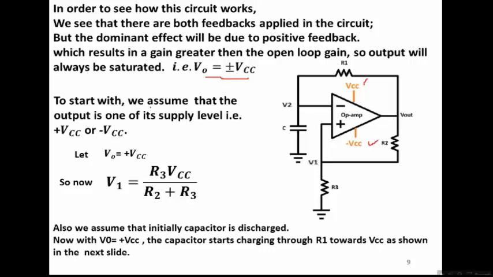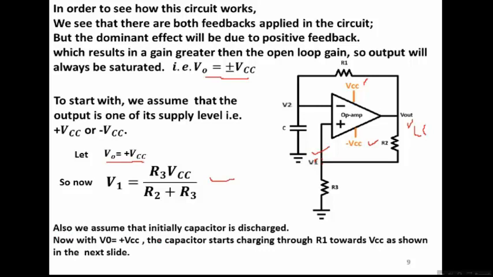To start with the analysis, we assume that the output is at one of its supply levels, that is either plus VCC or minus VCC. So let us assume that the output is at plus VCC. Then what would be the voltage at node V1, that is here? That can be computed using this equation: V1 is equal to R3 into VCC divided by R2 plus R3. So this is the voltage that is developed at this node. As long as the output voltage is VCC, the voltage at this point would be defined by this relationship.